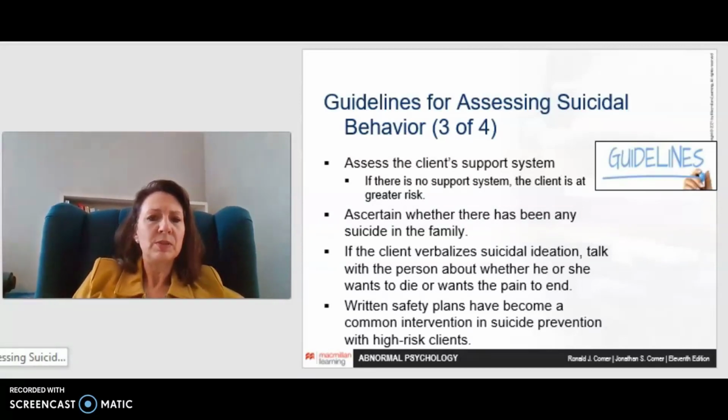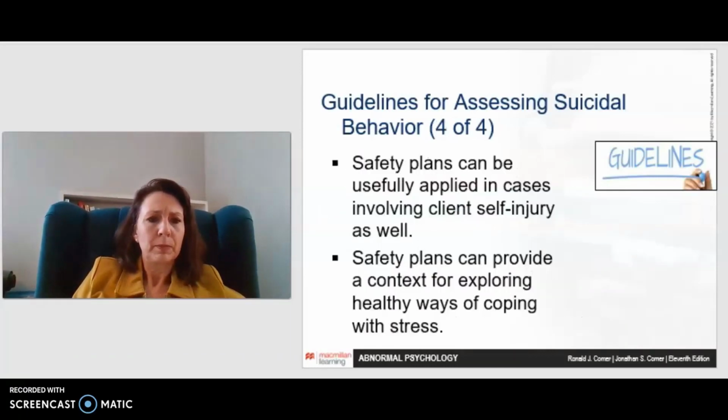If the client verbalizes suicidal ideation, we want to talk about whether he or she wants to die or wants the pain to end. And then written safety plans have become a common intervention in suicide prevention with high-risk clients. Safety plans can be used for self-injury as well, and they develop a context for exploring healthy ways for coping with stress.